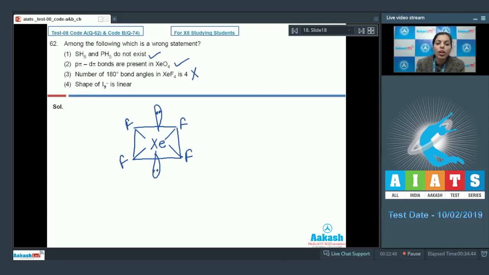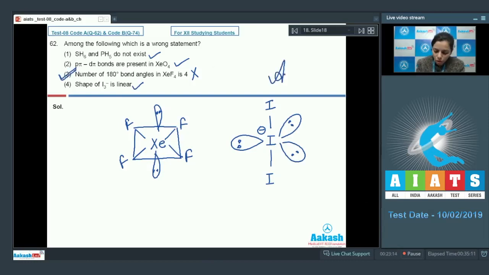Further, the shape of I3 negative is linear. If I talk about I3 negative, the shape is linear in this way, and there are the lone pairs in this way. It is a linear molecule. It is a linear ion. That's why this statement is the correct statement. So which statement is wrong? The statement given here in option 3 is the wrong statement.